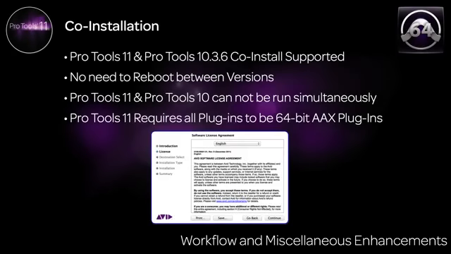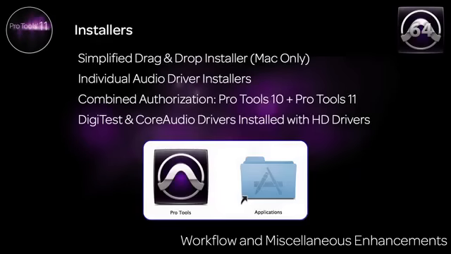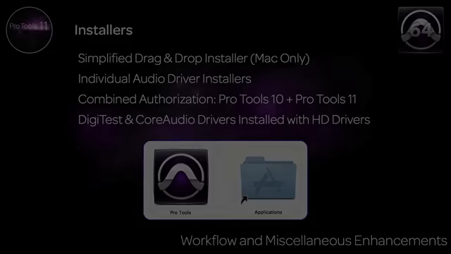You can now co-install Pro Tools 11 with Pro Tools 10.3.6 on the same partition. This allows you to work in Pro Tools 11 and easily go back to 10.3.6 without having to reboot your computer. For Mac users, there's a simplified drag-and-drop installer for Pro Tools 11. Just mount the installer and drag Pro Tools to the Applications folder.